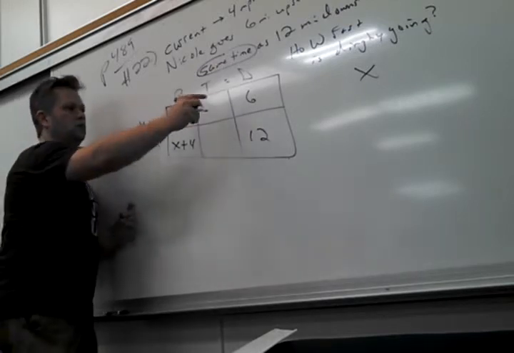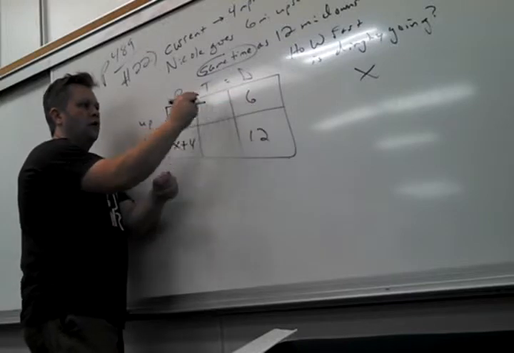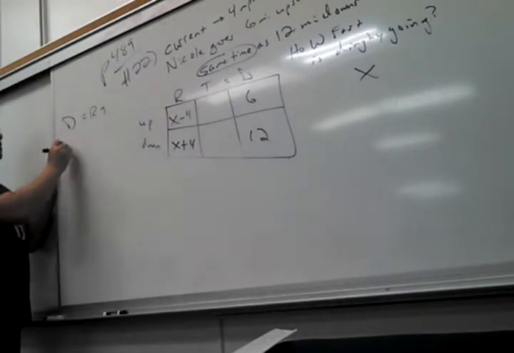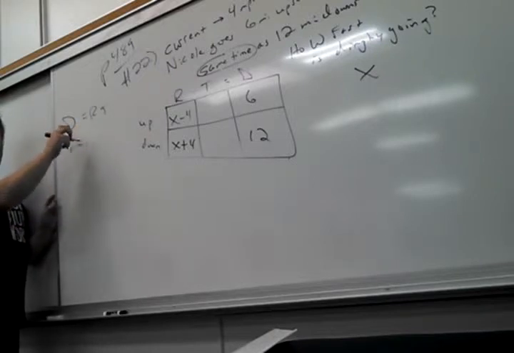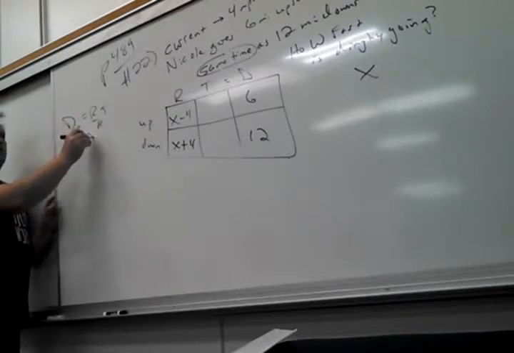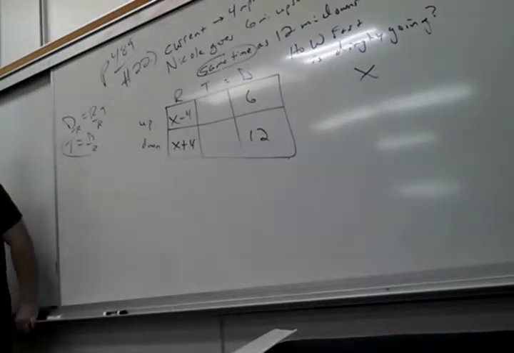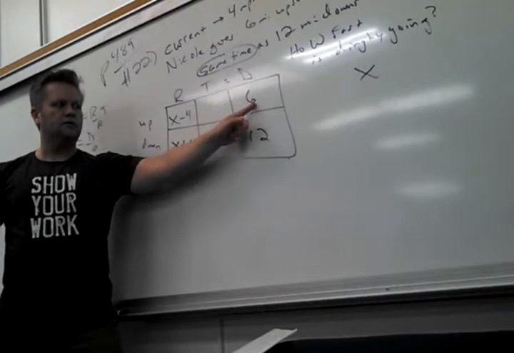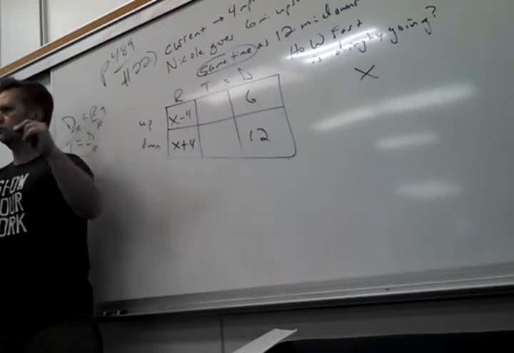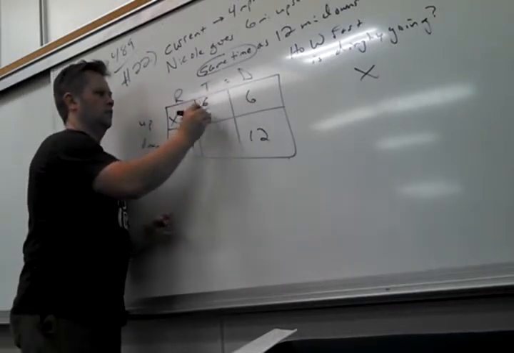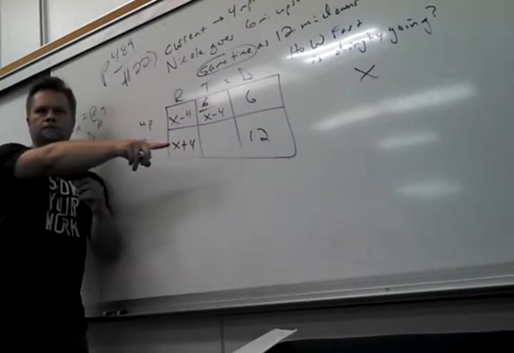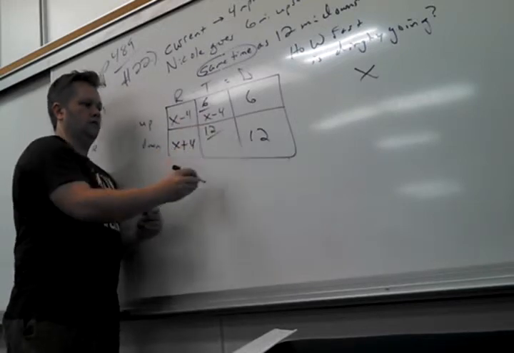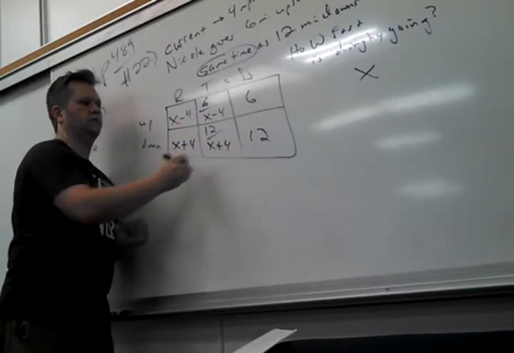But right now, just based on these, what can I put here? What did we just figure out? Distance equals rate times time. Time equals distance over rate. That's the problem we just did, right? So if time is distance over rate for upstream, what's the time? 6 over x minus 4. Exactly. And of course for downstream, 6 over x plus 4. Careful, 12 over x plus 4.